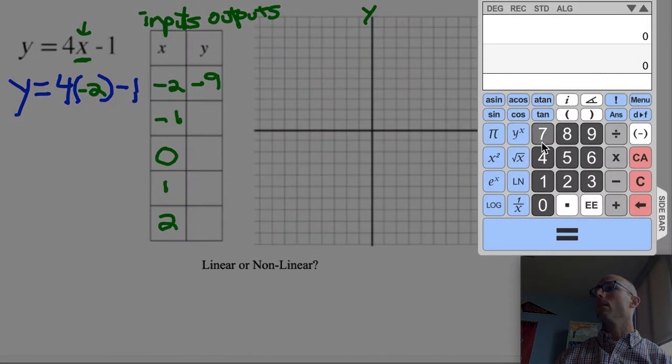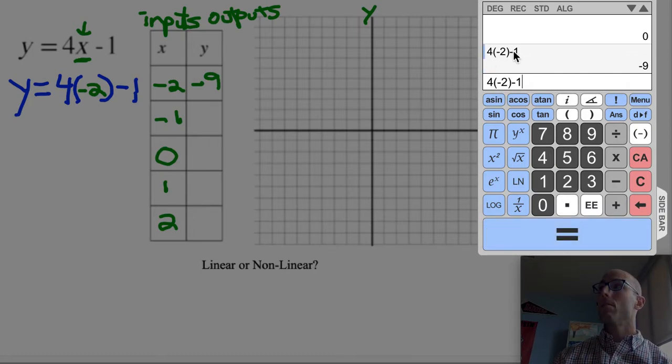I'm going to show you that on a calculator. So I would do 4, here's my parentheses where I bring this in, and -2. So it's 4 times -2 minus 1. Now you can do this on your TI calculators as well if you have one of those, and it's really nice. You can put that whole thing in there at once.